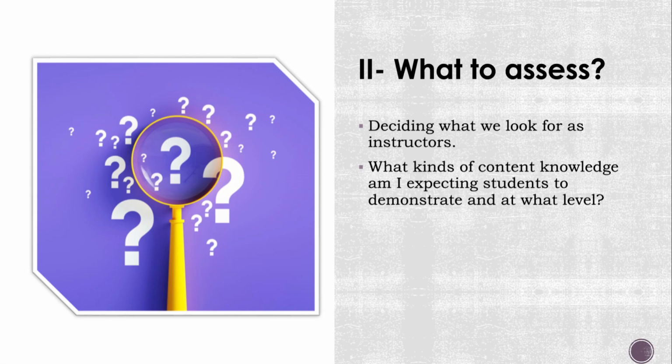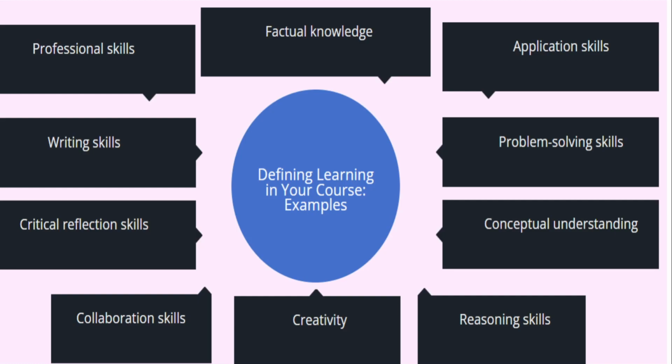So keep in mind that a test or an assignment is a valid measurement only if it will elicit from your students the kind of learning you want to measure. And let me show you this figure, which shows some examples of various kinds of learning that can be assessed in university courses: factual knowledge, application skills, problem-solving skills, conceptual understanding, creativity, critical reflection, professional skills, etc.